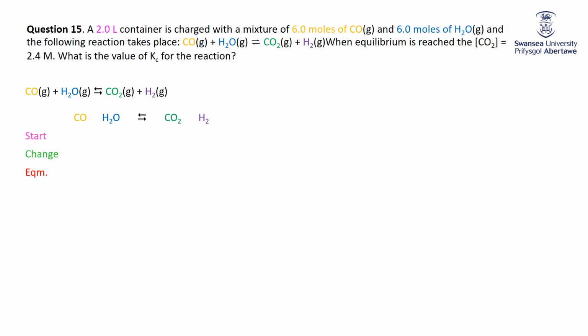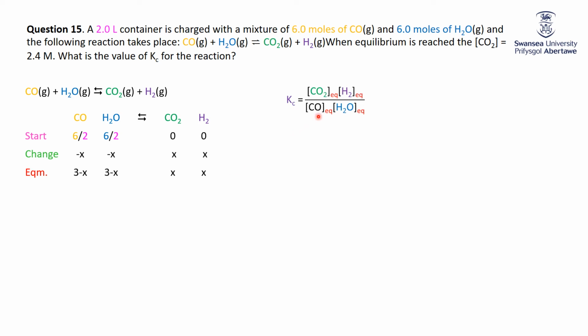So write out the expression, set up our little SCA chart. At the start we have 6 moles of CO, but that's 6 over 2 because it's a 2-litre container. 6 moles of H2O, but that's 6 over 2 because it's a 2-litre container. None of these. Change line, nice and easy, because it's a 1 to 1 to 1 to 1 reaction, so we use up X of CO and H2O, and we make X of CO2 and H2. So at equilibrium, these are the values.